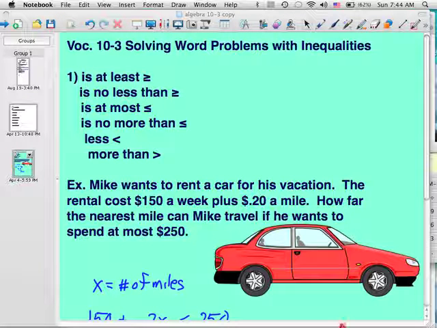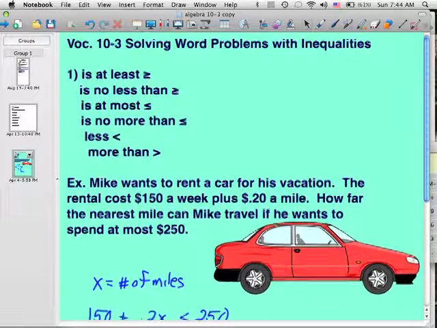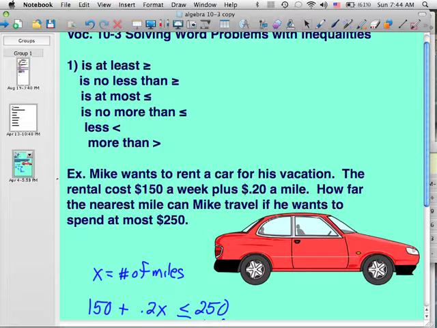Here's an example. Mike wants to rent a car for his vacation. The rental cost is $150 a week plus 20 cents a mile. How far to the nearest mile can Mike travel if he wants to spend at most $250, and he's going to be gone for 1 week?